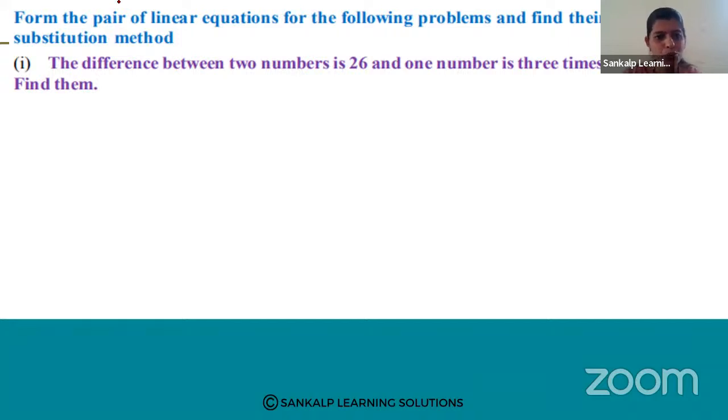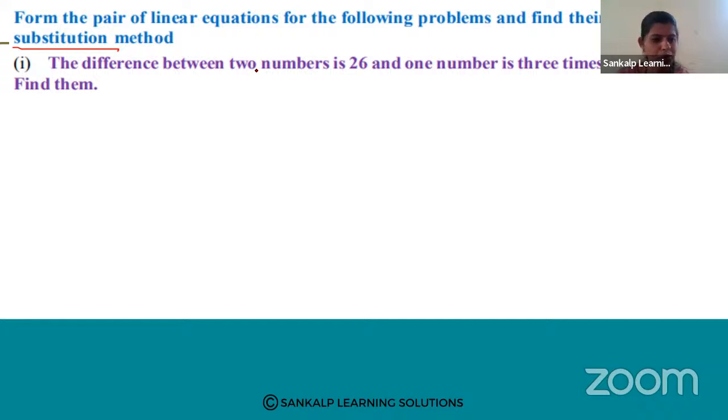The difference between two numbers, see, form the pair of linear equations for the following problem and find their solution by using the substitution method. So here they have mentioned the substitution method. Sometimes they mention the elimination method, sometimes they mention using the substitution method. So when they mention it, you have to use that method only. Okay, here we are using the substitution method. The difference between two numbers is 26 and one number is 3 times the other. Find them.